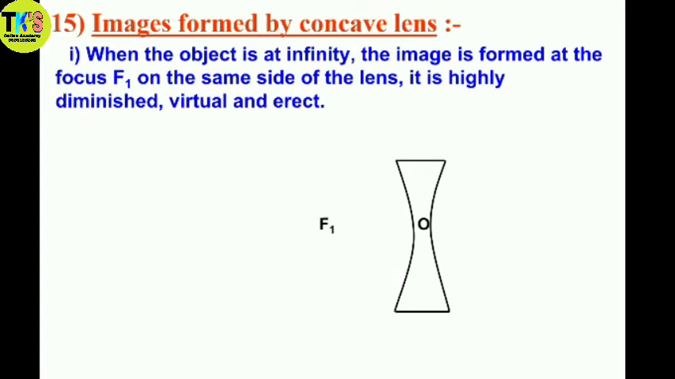Okay. Now we will discuss images formed by concave lens. First case is when the object is at infinity, the image is formed at the focus f1 on the same side of the lens. It is highly diminished, virtual and erect. Let's see in this slide.